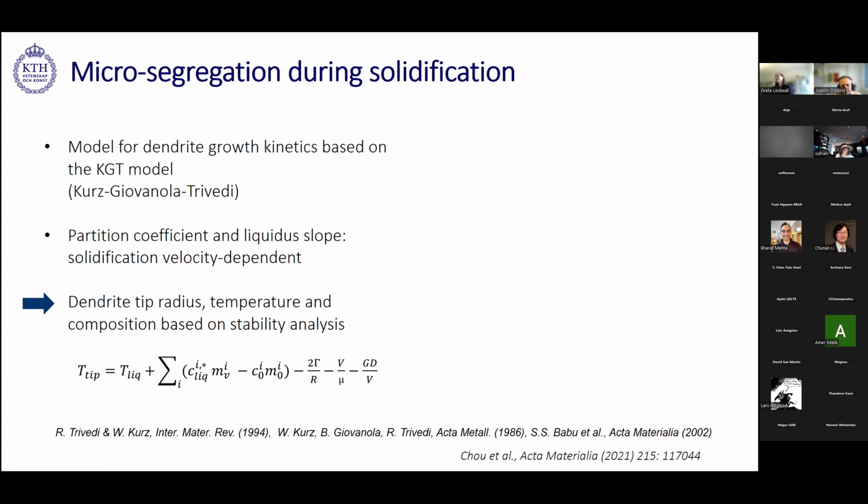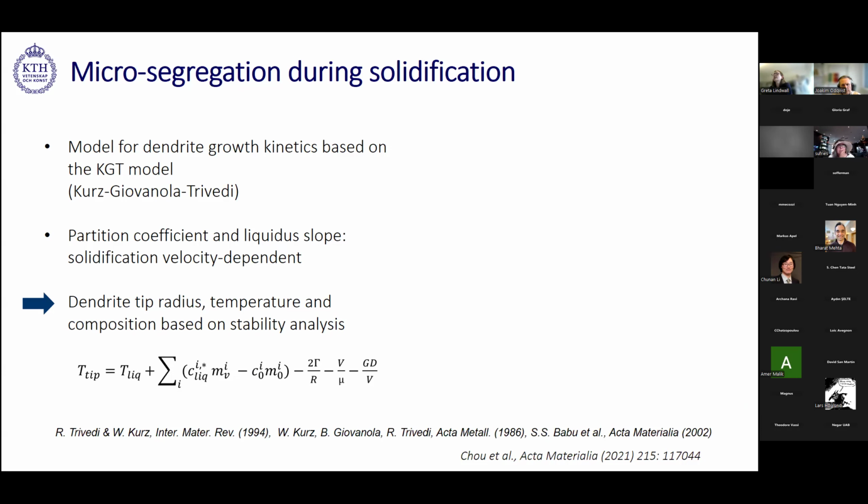In this model, we can include the effect of the rapid solidification velocity by using a velocity-dependent partition coefficient and liquidus slope. So this model will give us the dendrite tip radius, composition, and interface temperature. And this has been used to predict weld structures, but also in additive manufacturing to predict the solidification path.